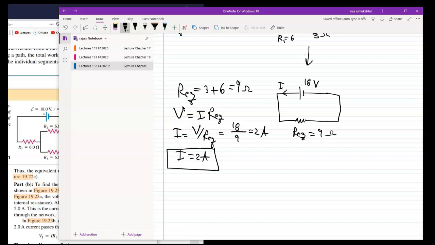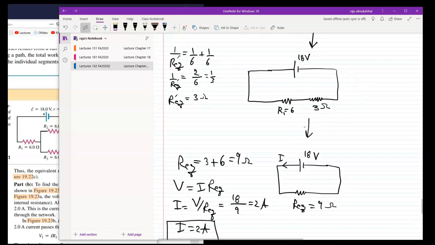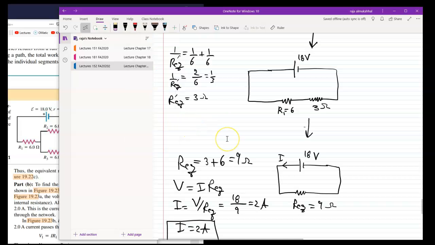Now, he's asking for what is the current through every single resistor here, all of them, through R2, R3, and R1, okay? The best way to do it is you actually work backwards. So you start from the last step here, and then you work upward, backward. I'm going to change the color just for the sake of clarifying things. So I'm going to put red, and I'm going to work backwards.